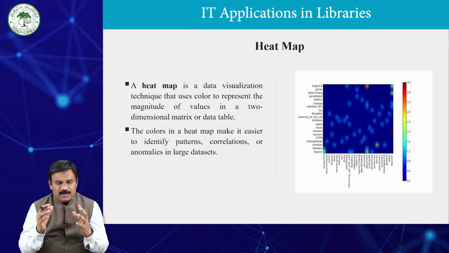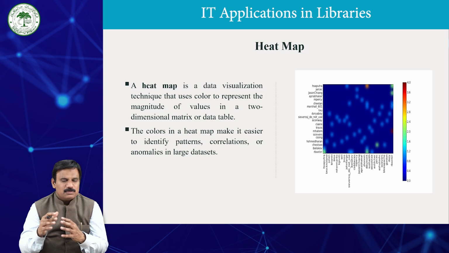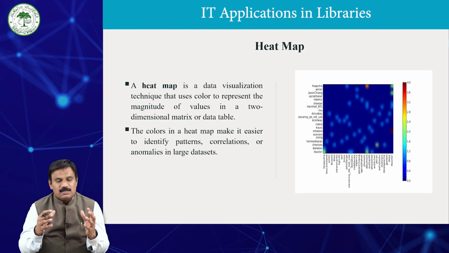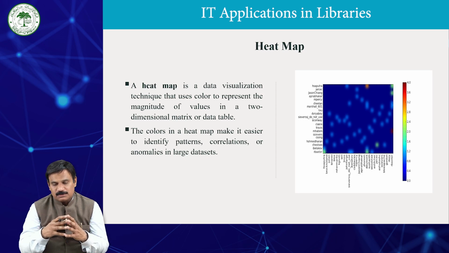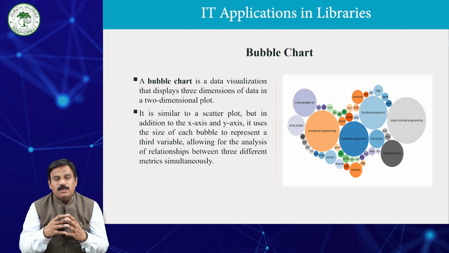A heat map is a data visualization technique that uses color to represent the magnitude of values in a two-dimensional matrix or data table. The colors in a heat map make it easier to identify patterns, correlations, or anomalies in large data sets. Bubble chart. A bubble chart is a data visualization that displays 3 dimensions of data in a two-dimensional plot.